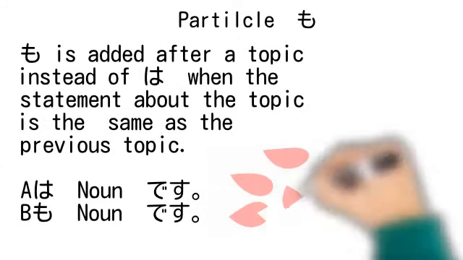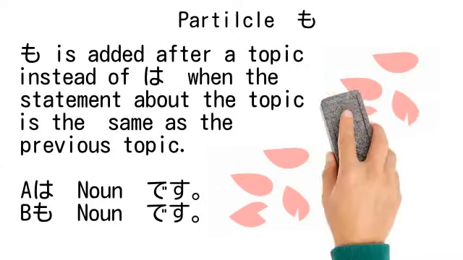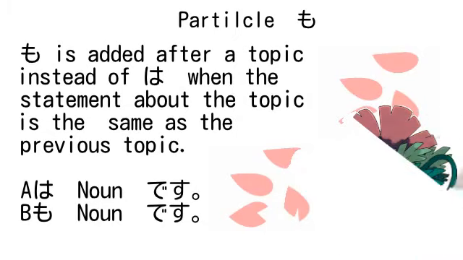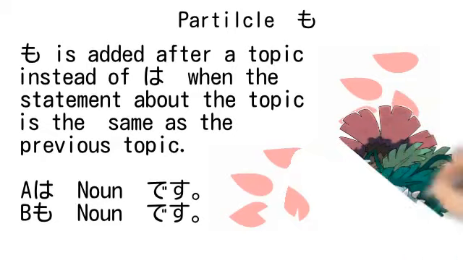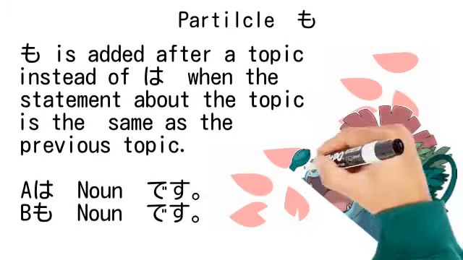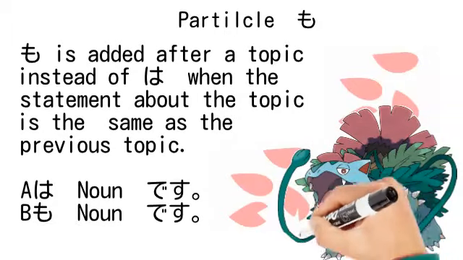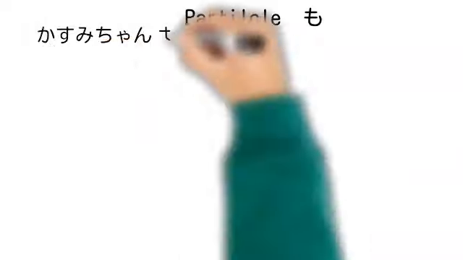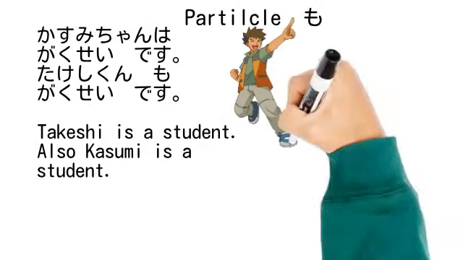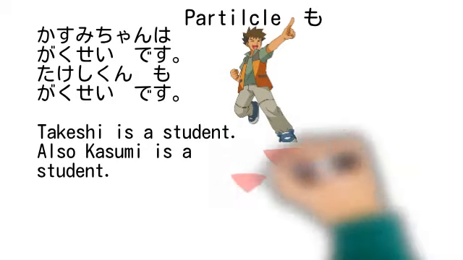Then our mo is added for the same information that we have for A, then the second with the B statement here. So if we're saying that two pieces of information are the same for two topics, the second sentence will use mo. So for example here, Kasumi-chan wa gakusei desu. Takeshi-san mo gakusei desu.